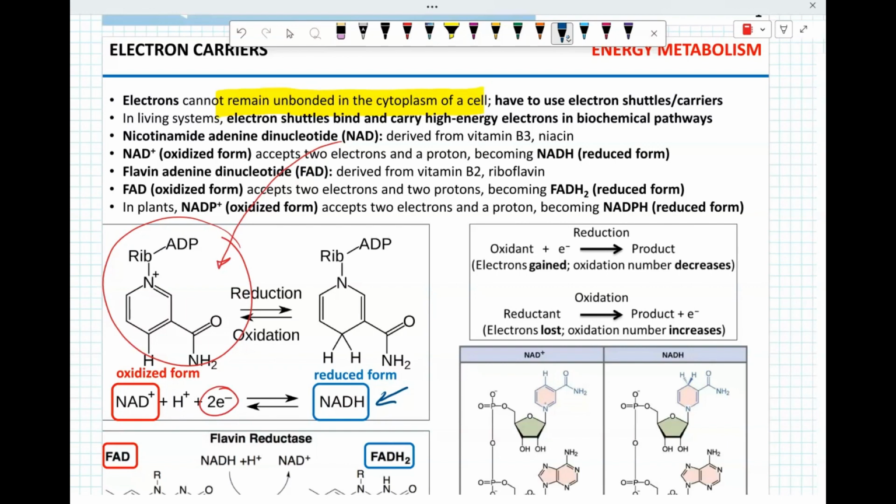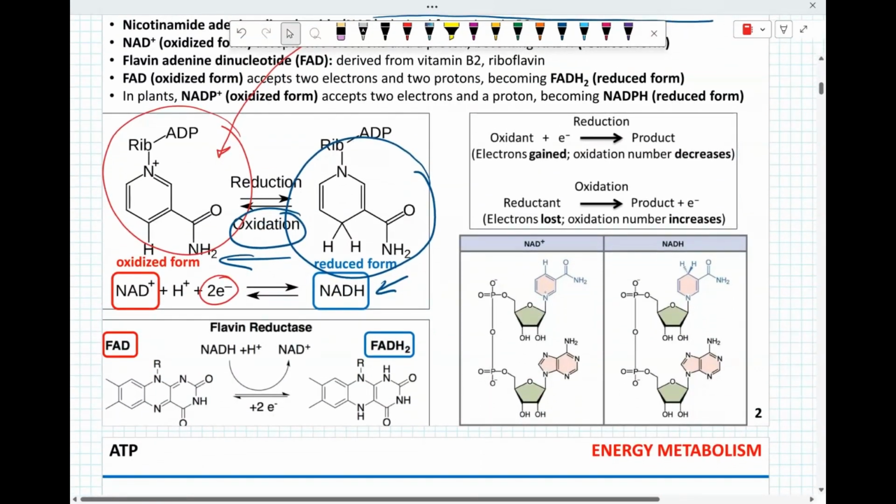Now, electron carriers are like taxis. They don't keep electrons bound to them for a long time. Their work is to carry and deliver high energy electrons from one member of a biochemical pathway to another. So in this reduced form of NAD, called NADH, when it loses two electrons in the reverse reaction, reaction of oxidation, it becomes back NAD+. So this is why NAD+ is called an oxidized form. It is formed in the reaction of oxidation, while NADH is called a reduced form. It is formed in the reaction of reduction.